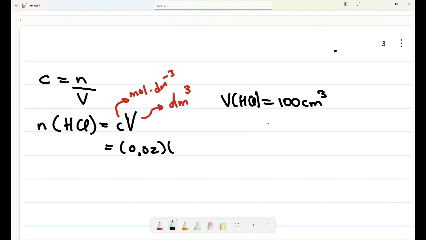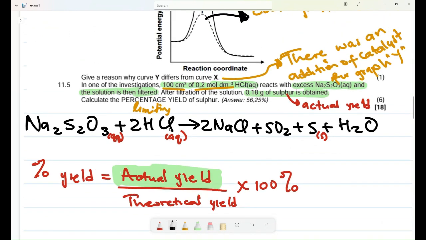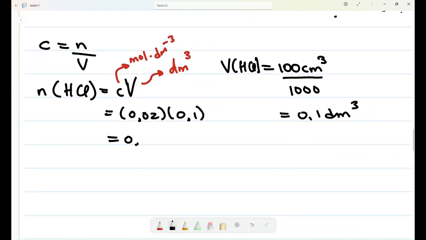Now, what do you do from centimeter cubed to decimeter cubed? You just divide by 1000. Then you'll get that our volume in actual measurements that we require is 0.1 decimeter cubed. Then you get the number of moles of hydrochloric acid as how much? Is it 0.02 or 0.2? 0.2, sorry. So concentration here is 0.2. So the outcome is the one that is 0.02. I already saw the answer before.